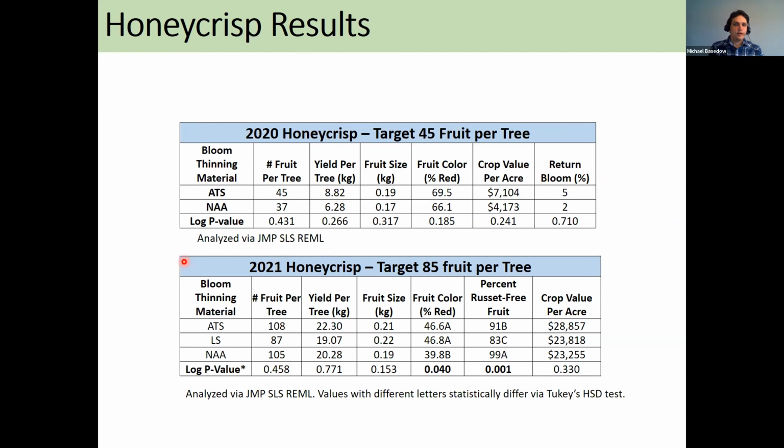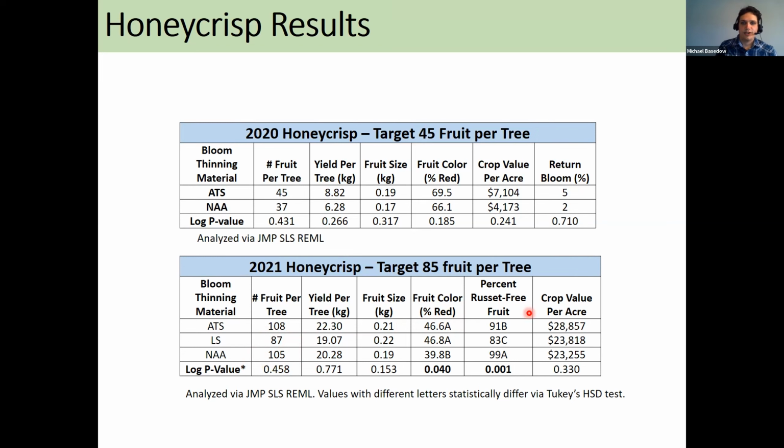Looking at our 2021 harvest results, again, we have ATS, lime sulfur, and NAA now. Again, we did not see any statistical difference in our number of fruit per tree. And again, I'll mention our target was 85. So the lime sulfur treatment got closest at 87, followed by the NAA at 105, and then the ATS at 108. But again, statistically, there was no difference here. Nor was there any difference in terms of yield per tree or fruit size. Interestingly, we did see an increase in fruit color in both the ATS and the lime sulfur at bloom treatments.